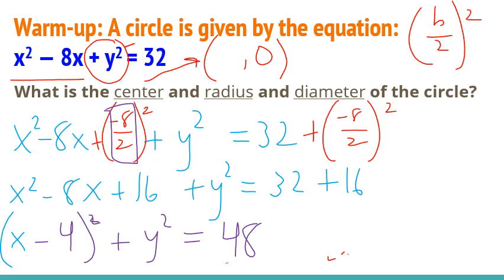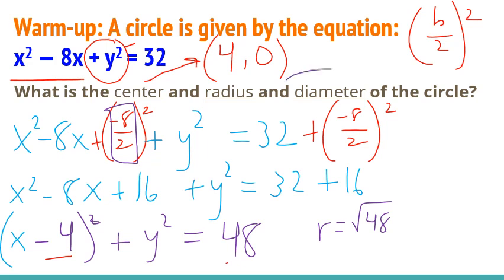If we go back and answer our original questions here, our x coordinate, because that was a negative 4 down here, is going to be positive 4. So our center is at 4, 0. I'll put these answers over here on the right. Our radius is going to be the square root of 48.